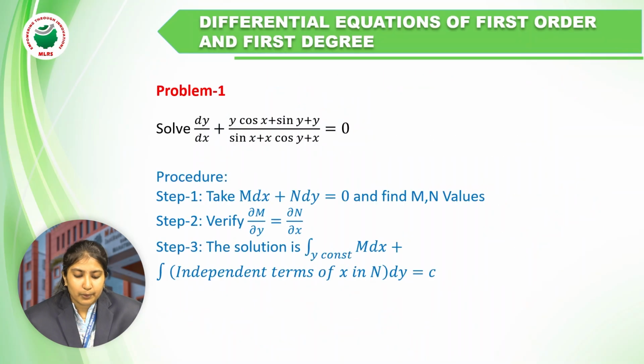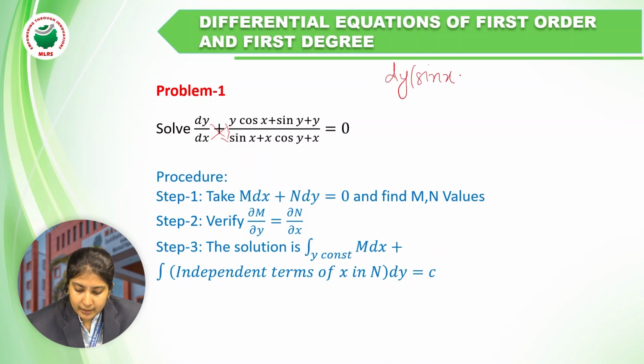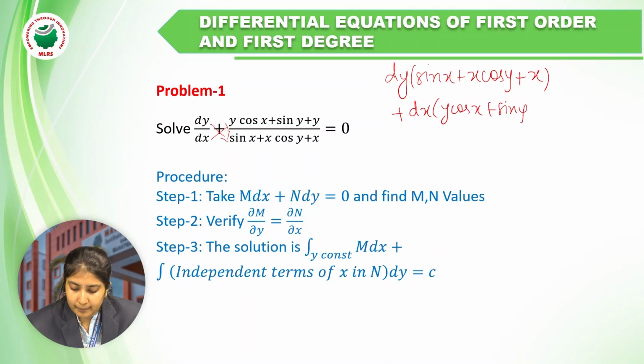So proceeding further, we have an equation. Now this seems a very hard equation, but it is not hard. We will try to make it a bit easy. What we can do here is just perform cross multiplication. So dy into (sin x plus x cos y plus x) plus dx into (y cos x plus sin y plus y).